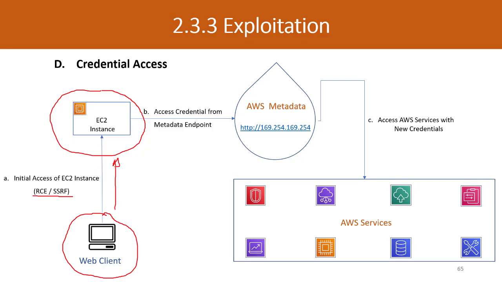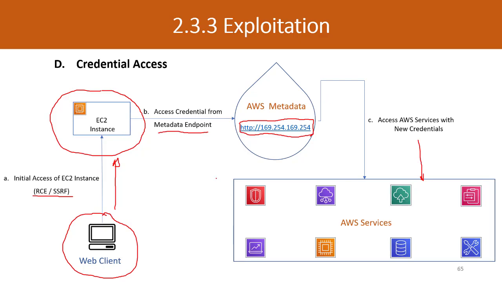Now, once you have initial access on this EC2 instance, how can you grab the credentials there? There is a metadata service also running there. So you can request credentials from this metadata endpoint. This is the URL where the EC2 metadata service is running. So once you have the credentials, you can configure your CLI to directly communicate with AWS services with the same rights your EC2 instance has.